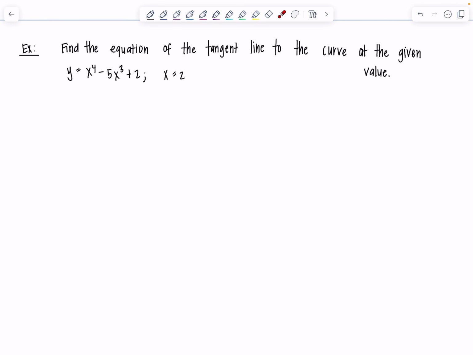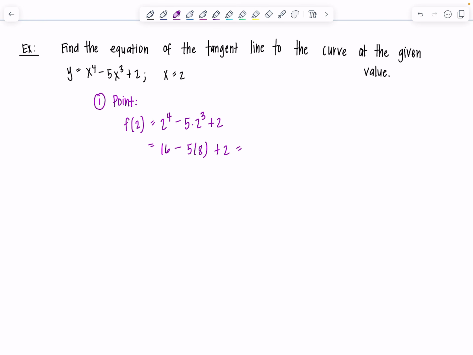Okay, did you do it? So remember, we need two things, a point and a slope. So the point, they told me the value of x. Now I need to figure out what is f of 2. So that would be 2 to the fourth minus 5 times 2 cubed plus 2. That's 16 minus 5 times 8 plus 2.